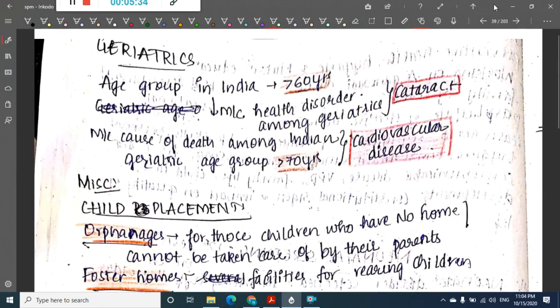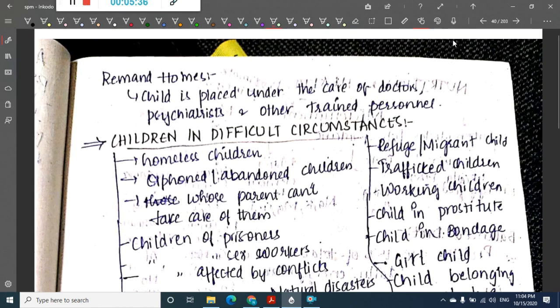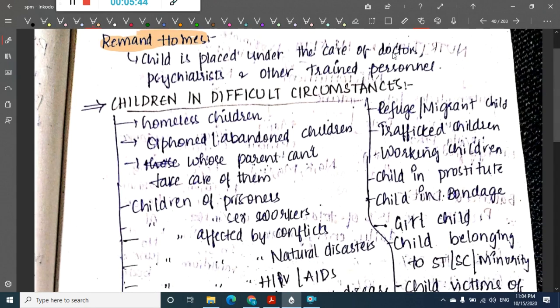Then we have something called remand homes. In remand homes, children are placed under the care of doctors, psychiatrists and other well trained personnel. That is about remand homes.